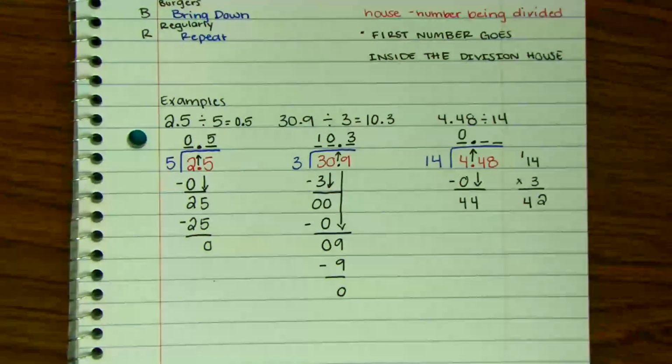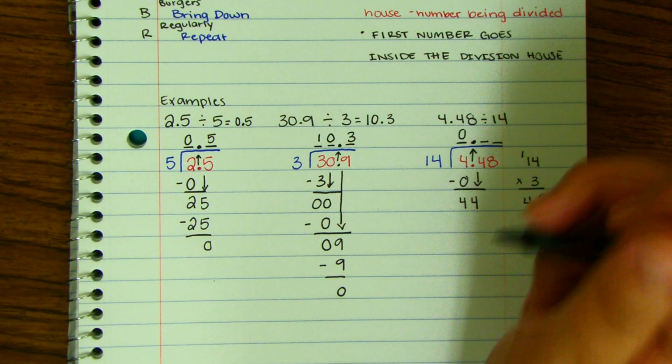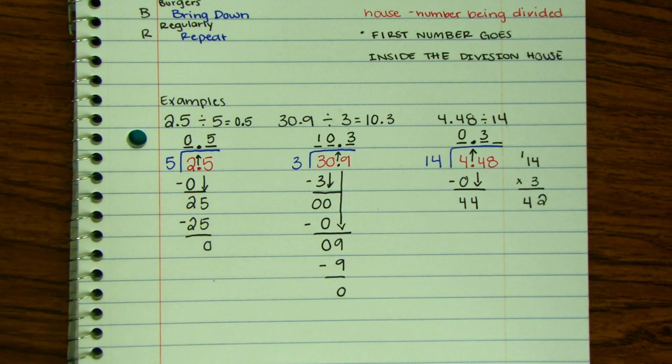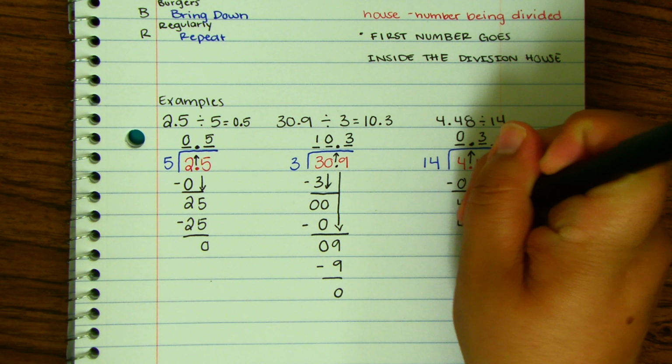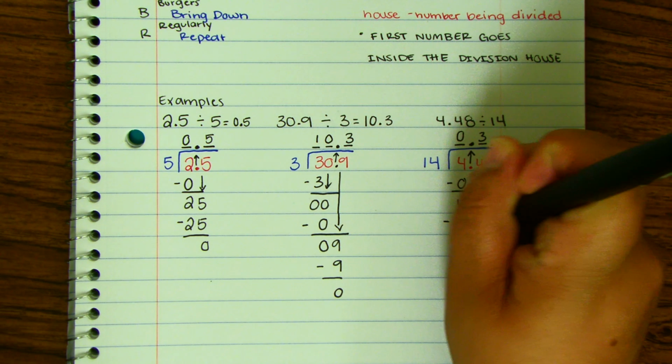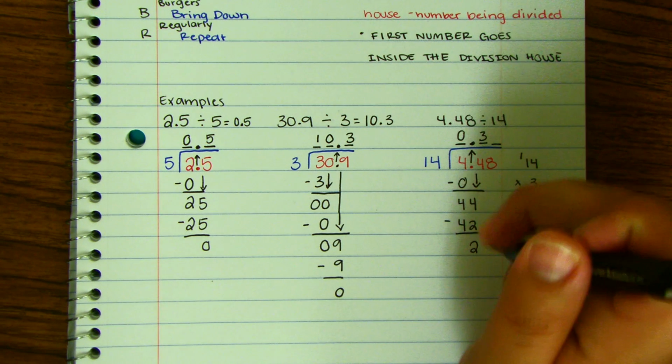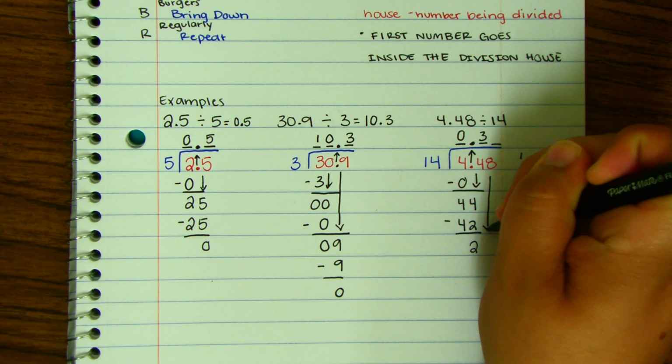Well, 42 is less than 44, and it's extremely close. So I don't think I can add another 14 to this. So I think the closest answer I could get would be 3. So 3 times 14, we already know is 42. I'm going to do my next step, which is subtract. I get 2 left over, and I bring down my 8.